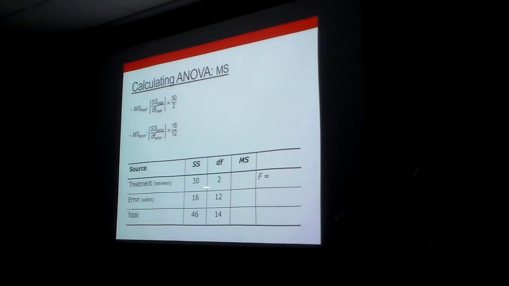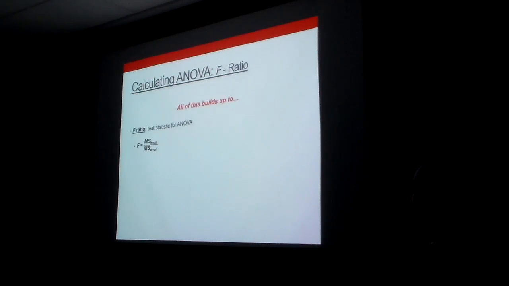Sum of squares treatment is just going to be 30 divided by 2. Sum of squares error is going to be 16 divided by 12. And that just loads our stuff in, and we're good to go. Okay. We'll see what we did there. So this was kind of a pain, that was pretty easy. But once we got these pieces, this falls into place.